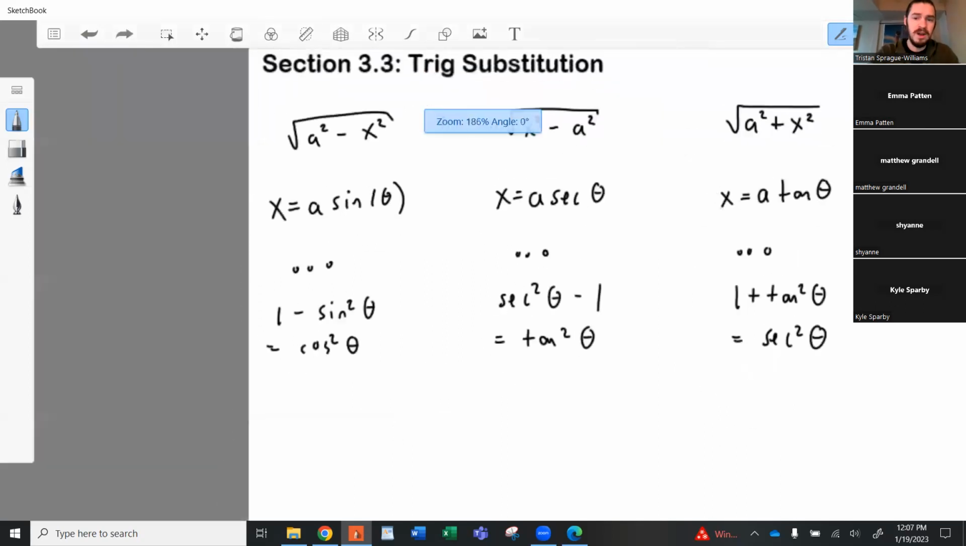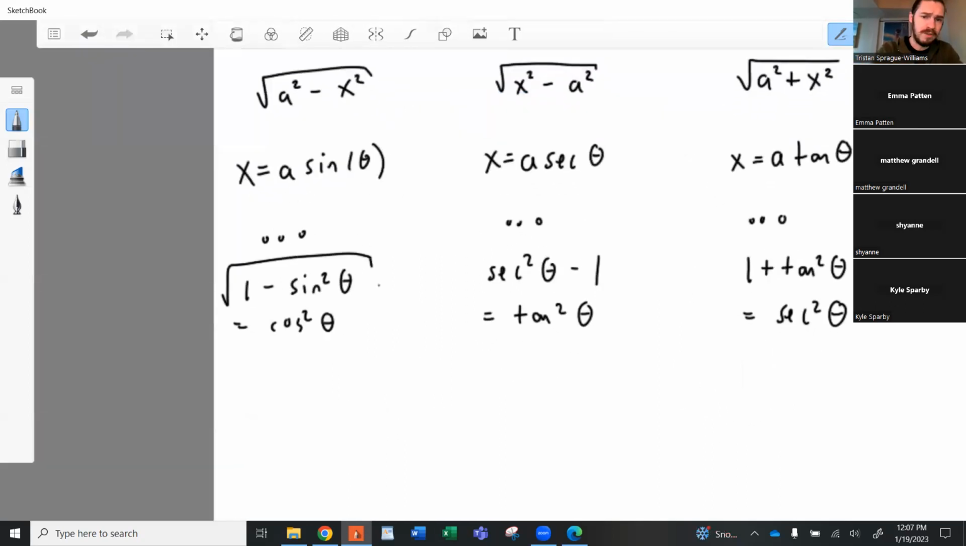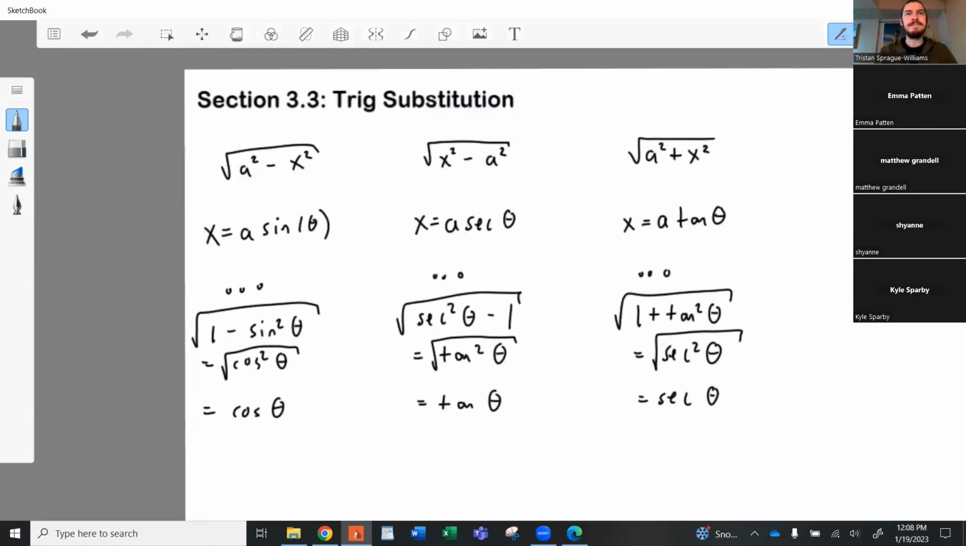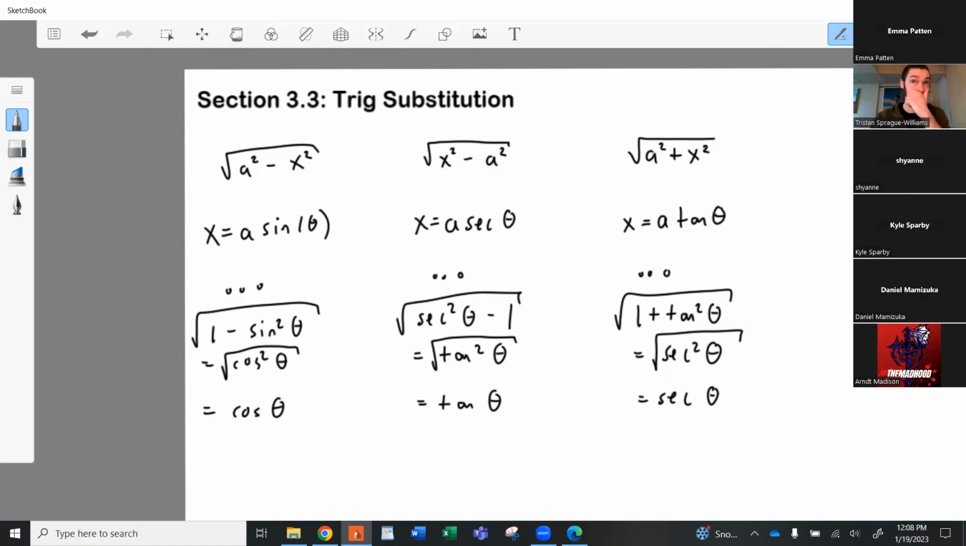Because in all of these cases, you're then going to have the square root of this, which gives you the square root of a square, like so. And in each case, that square root of a square then simplifies like so, like so, and like so. So do you get the idea? So that's how we can know which substitution to make.